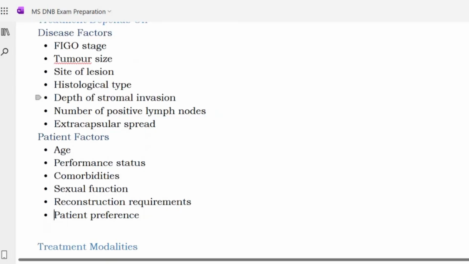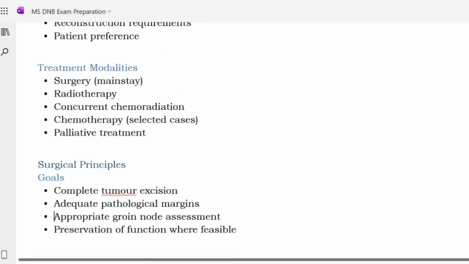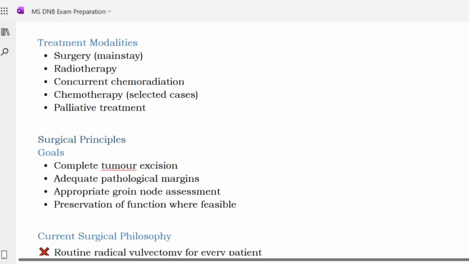So these are the disease related factors: FIGO staging, tumor size, site of the tumor. We have discussed whether it is medial or lateral. Then histological type, depth of stromal invasion, number of positive lymph nodes, and extracapsular spread. Patient related factors are age, fitness of the patient, comorbidities, sexual function, reconstruction requirement, and the patient preference. These are the factors on which your treatment modality will depend. So what are the modalities which are available? Surgery, and that is the mainstay of the treatment for carcinoma vulva. Then radiotherapy, concurrent chemoradiation, chemotherapy in selected cases, and palliative treatment if the disease is very advanced.